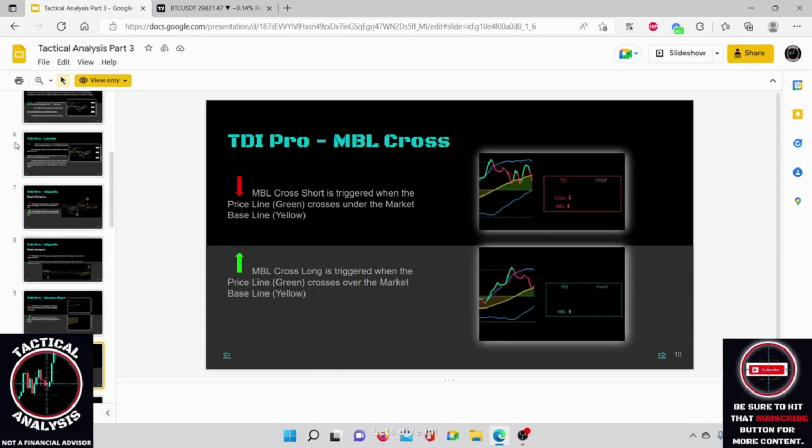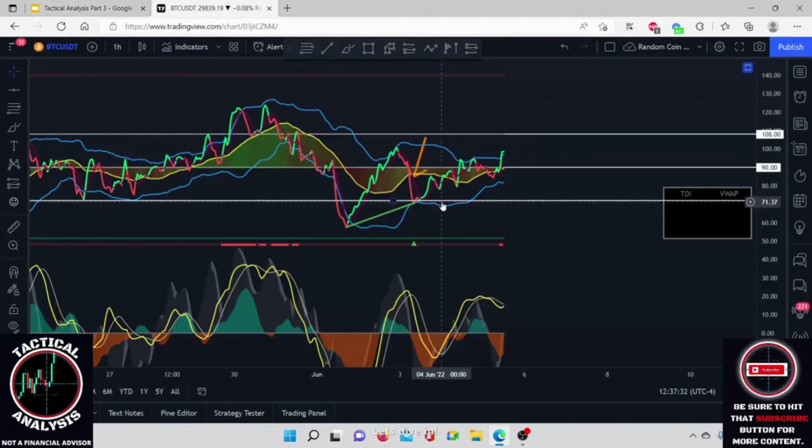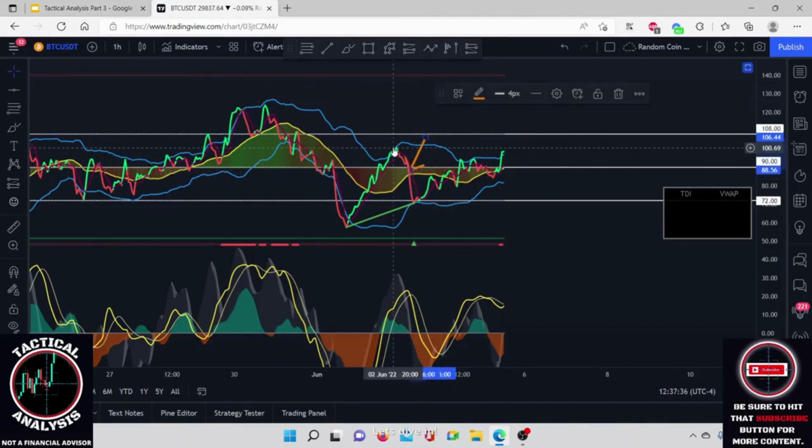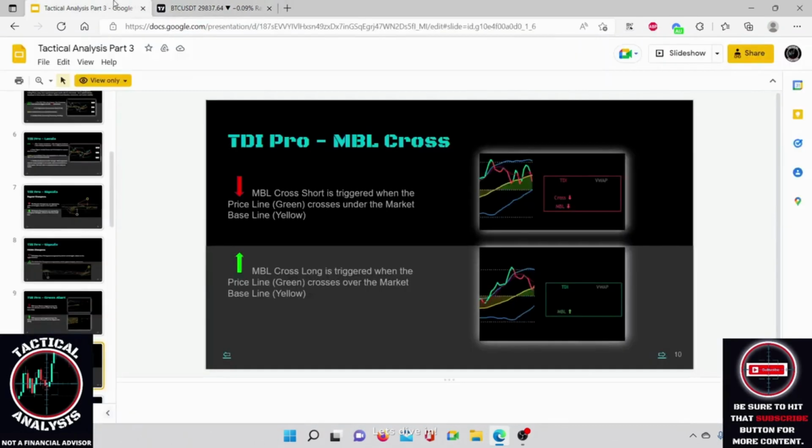Now let's talk about the MLB cross. The MLB, or market baseline cross short, is triggered when the price line, green, crosses under the yellow baseline. Let's take a look at the chart and refer there. That would be here. Price is crossing below the market baseline, which is that yellow line. You would get a signal, which would be our downward facing red arrow. Same thing here, red down, green up.